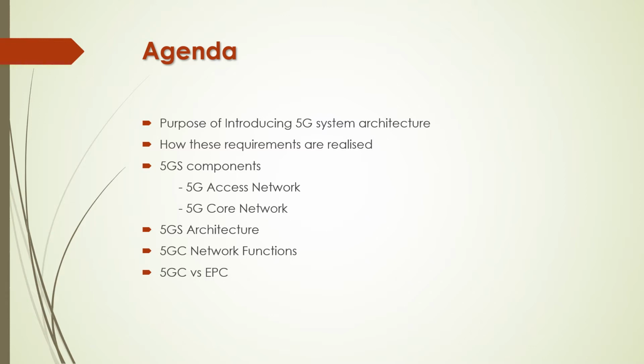Then we will go through the 5G system components, which basically consist of the access network and the core network. Then we will go through the details of the access network and the core network, how the core network is implemented and how the access network is implemented. Then we will go through the 5G system architecture, that is, how the nodes are connected to each other and what the interfaces between these nodes are. Then we will go through each and every network function and their functions. Then we will compare 5G with the EPC.